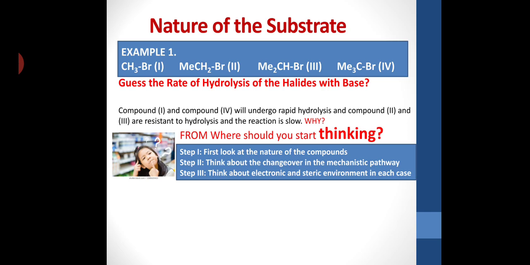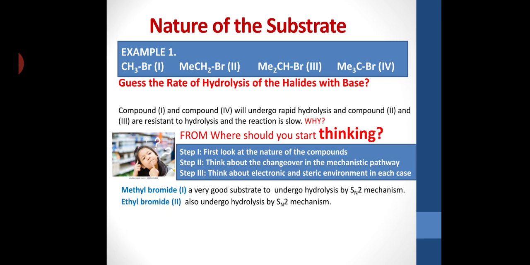Let's start then. Methyl bromide is a very good substrate to undergo hydrolysis via SN2 attack. Ethyl bromide is a primary halide, like methyl bromide. Ethyl bromide is also a primary halide and undergoes reaction also via SN2 attack.